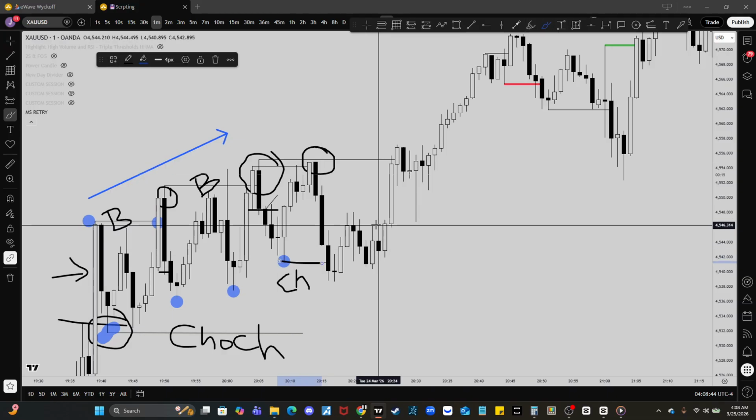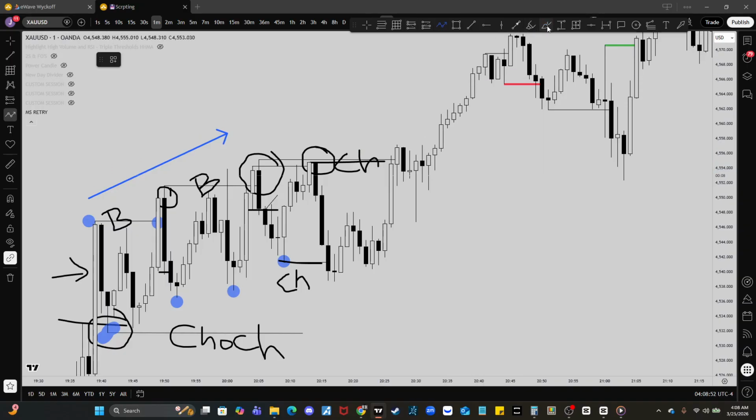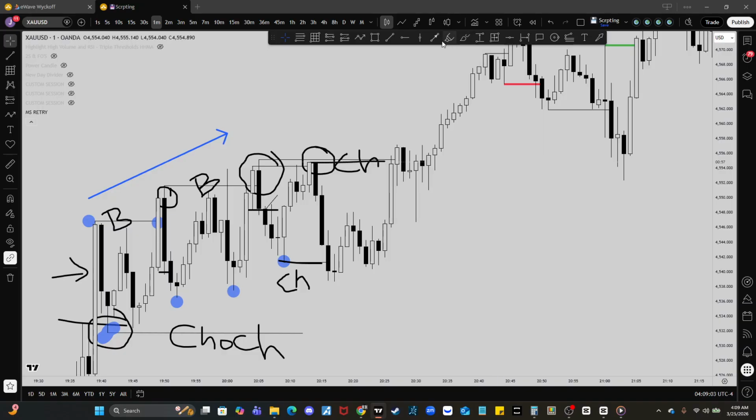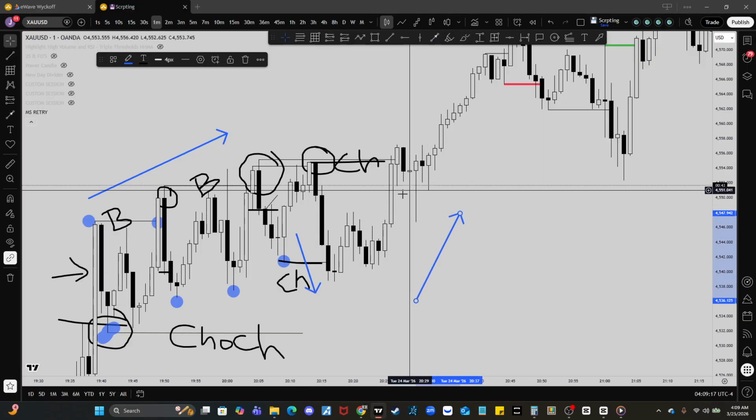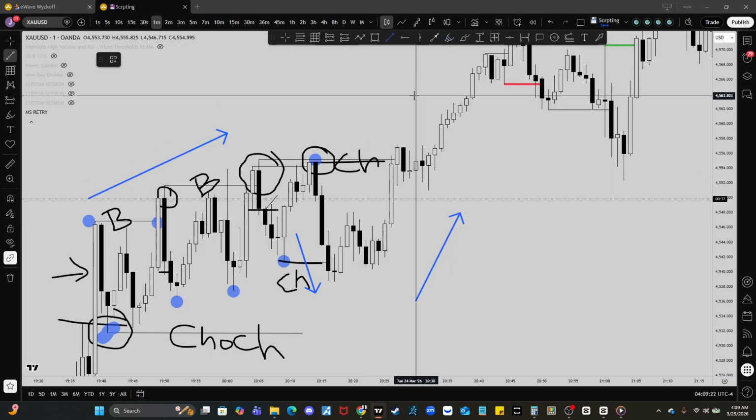Change of character. And then we get right back here. We get another change of character. So technically, price flipped up and then it flipped down here. And then it flipped right back up here, because this became a protected high and then it got crossed. And then we will proceed from there.